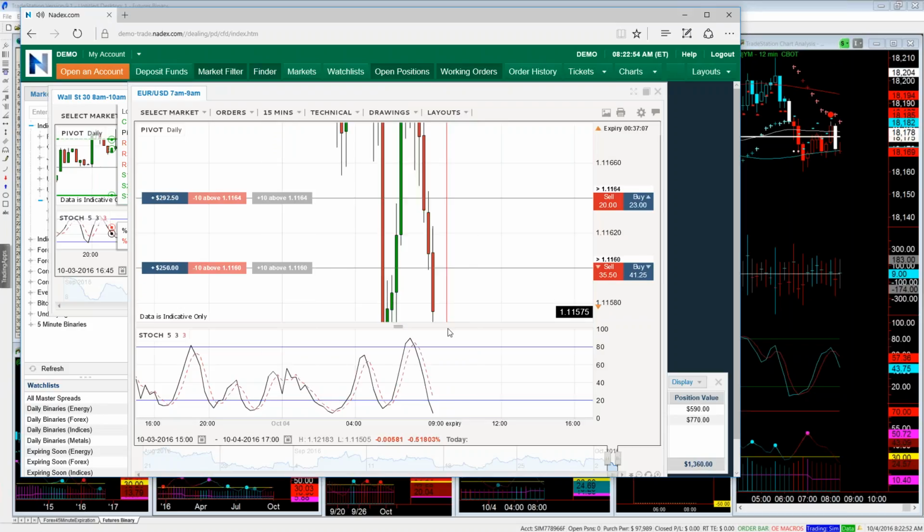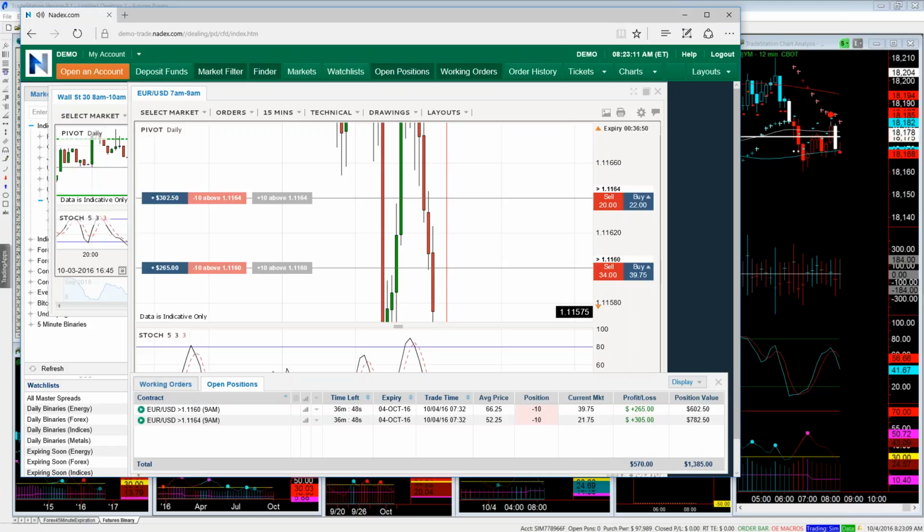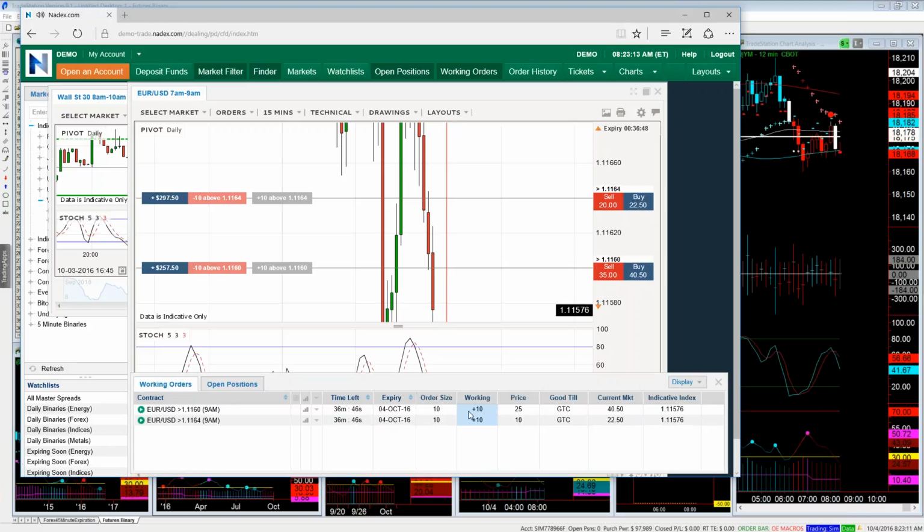Now, how do you know you have profit targets? Because you have this gray box here, okay? I have mine set up where I can just click on working orders and it shows me where the profit targets are.